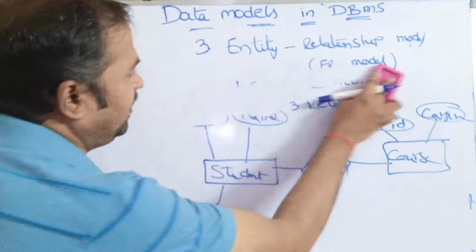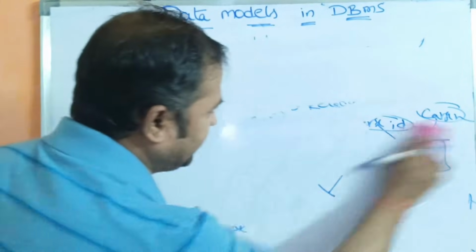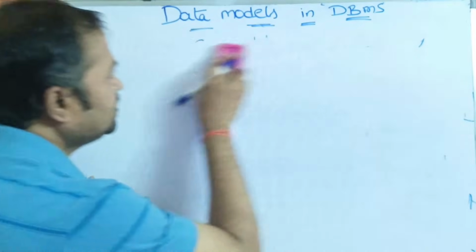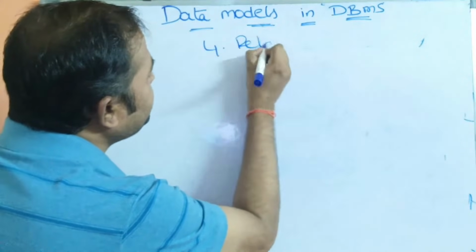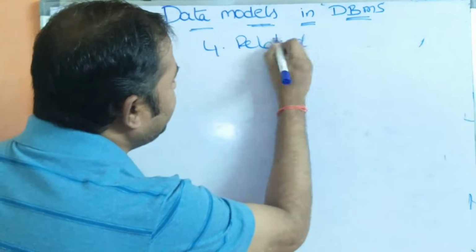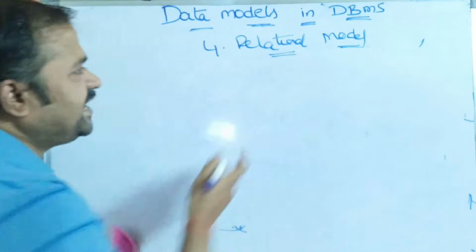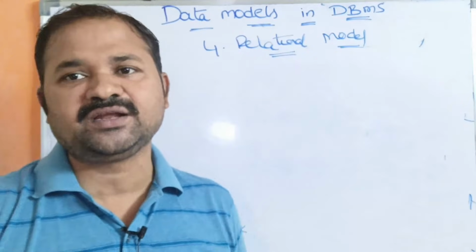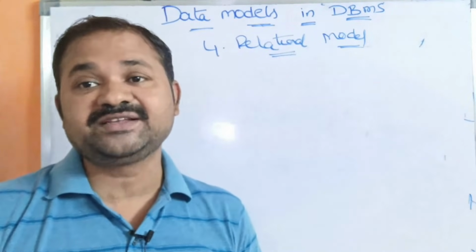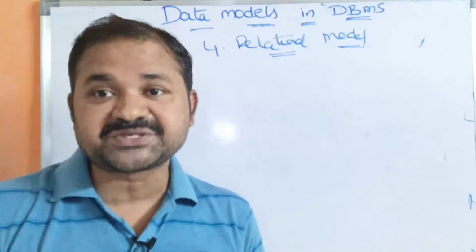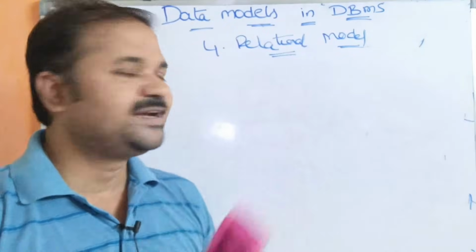Now let us see the next one. The next one, the fourth one, is relational model. Nowadays we are using relational model only. RDBMS, Relational Database Management System. Relational model is the popular data model. The best examples for the relational model are Microsoft SQL Server, MySQL, and DB2.